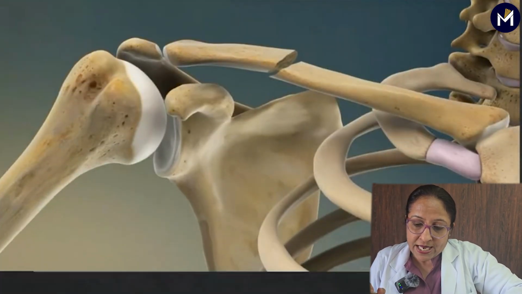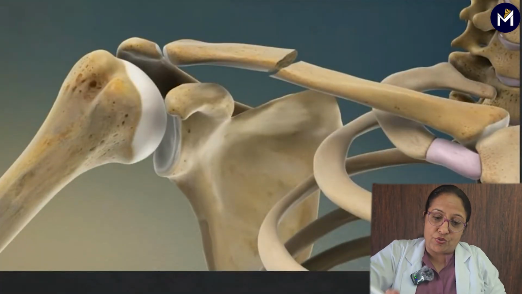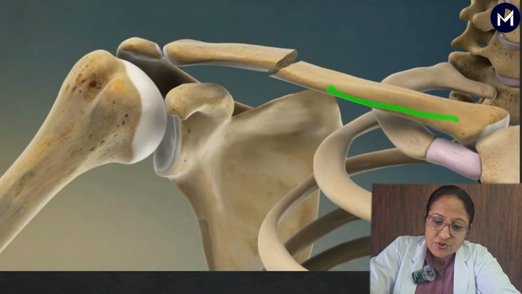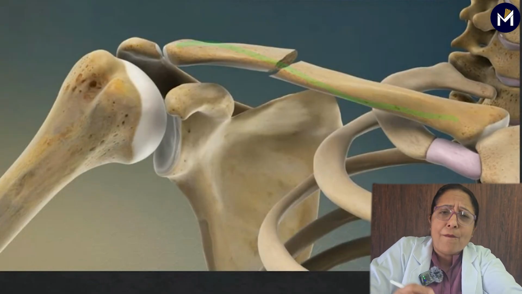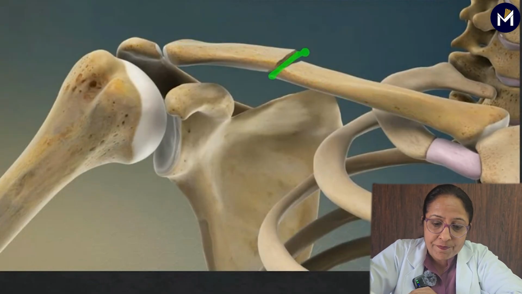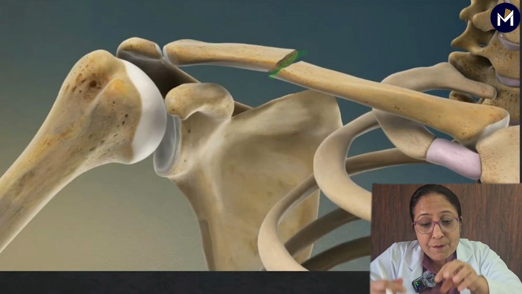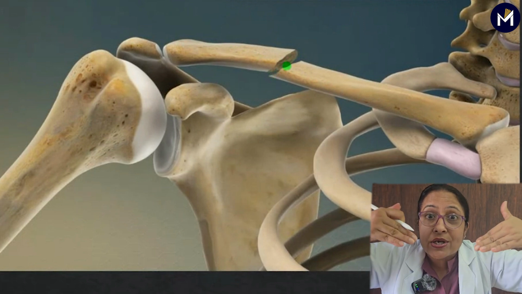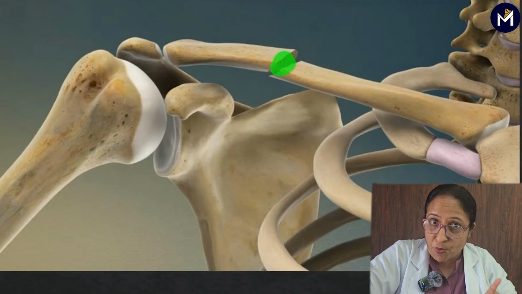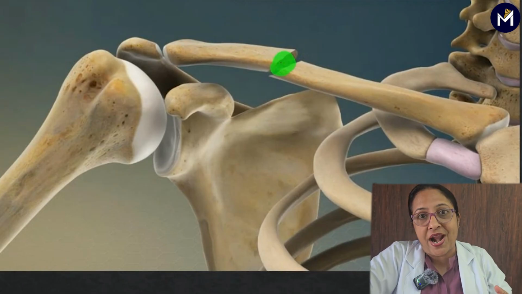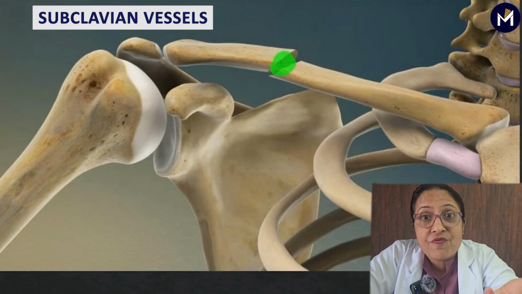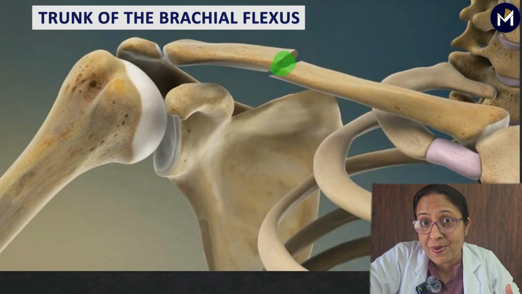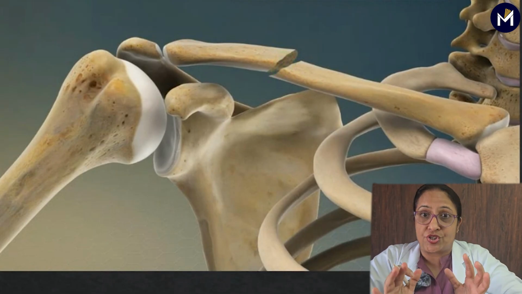Last part, the clinical anatomy. As we previously discussed, clavicle is the commonest bone to be fractured in the middle third, because this is the weakest point of the clavicle, because 2 curvatures meet at this point. So when the clavicle fractures here, the subclavian vessels and the trunk of brachial plexus will be affected.